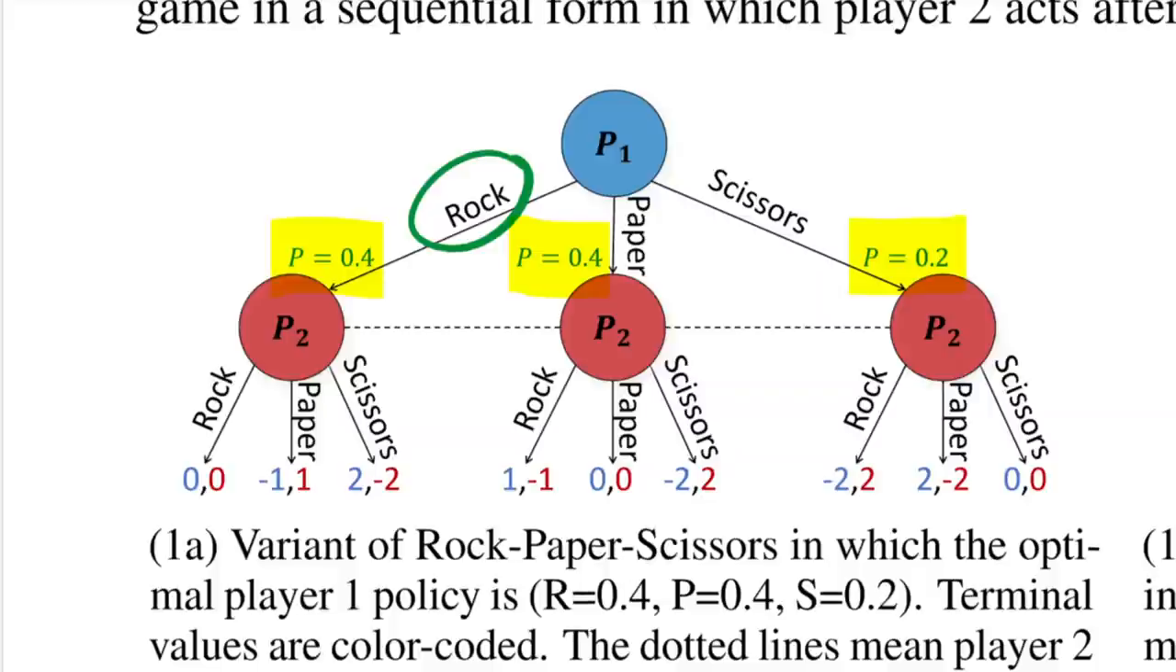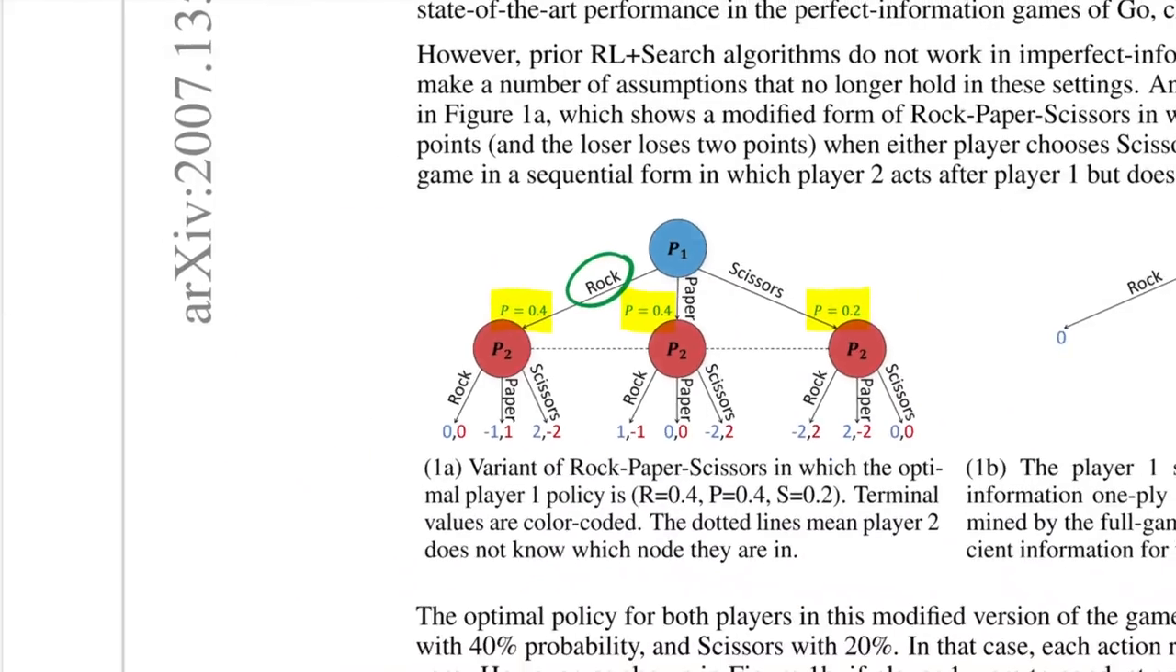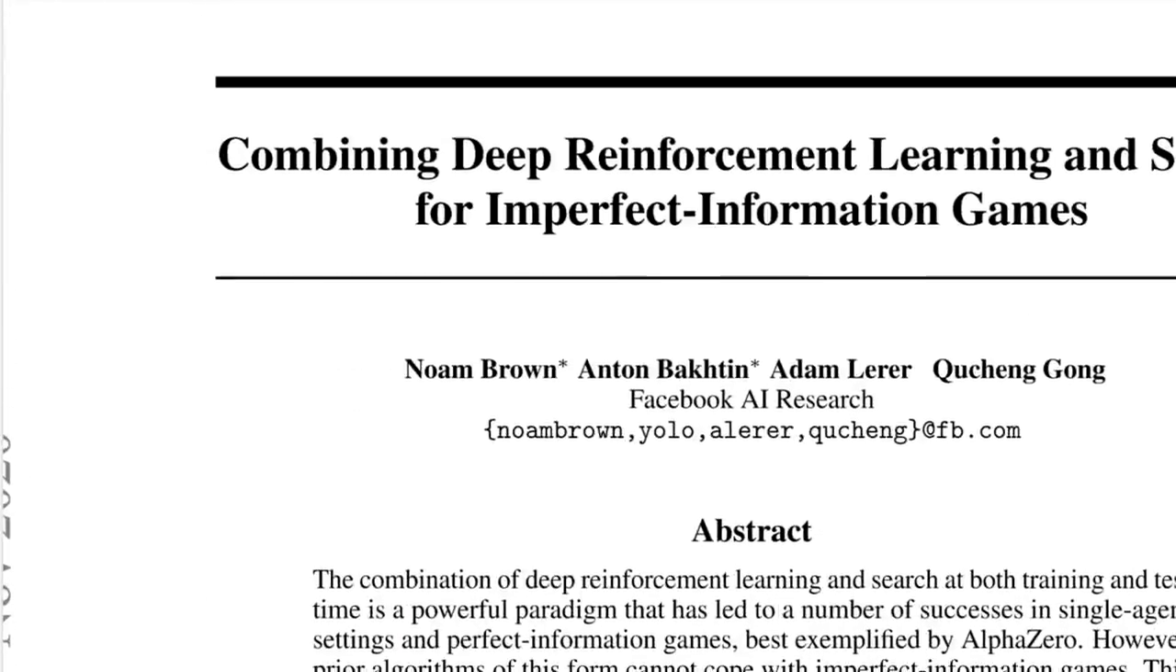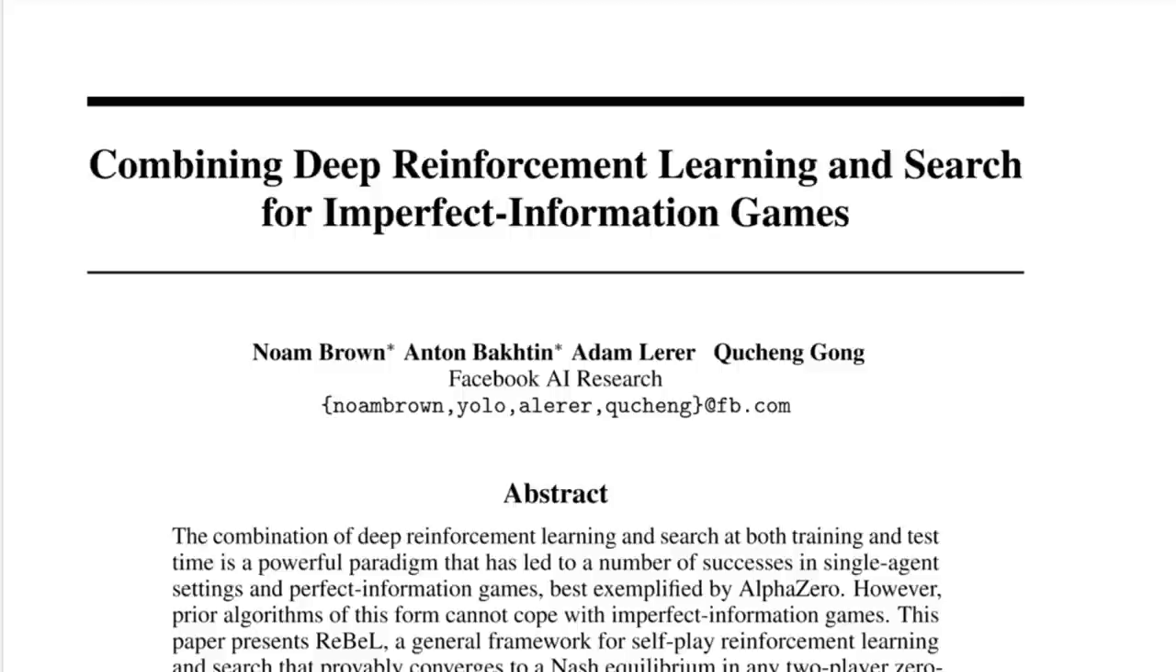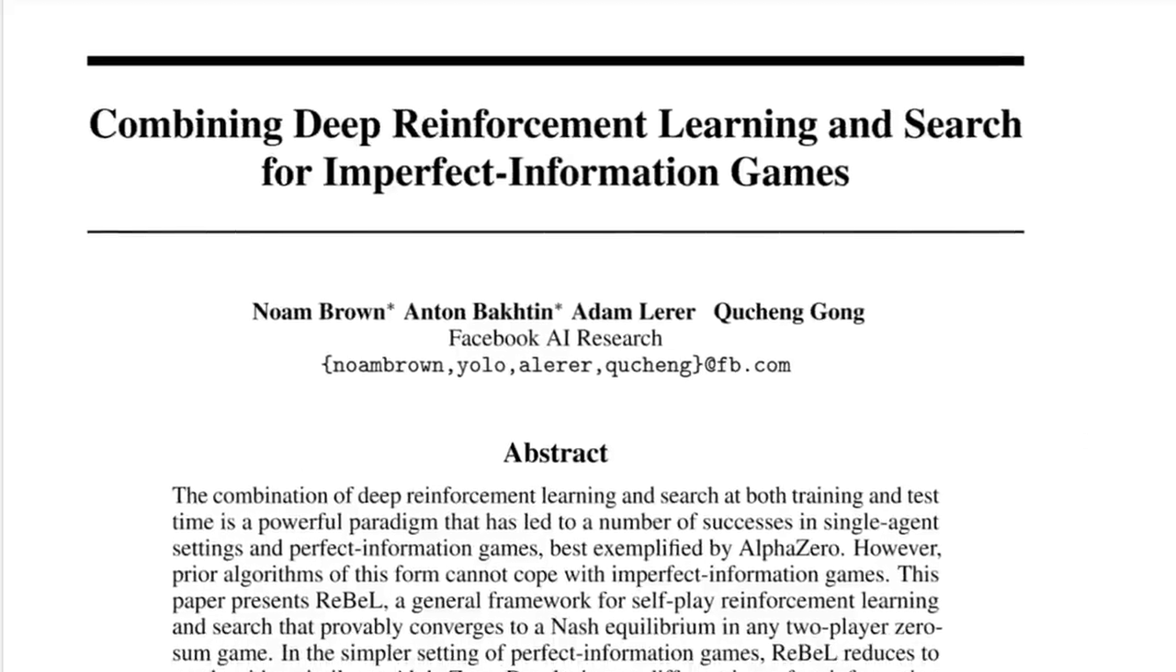Let's just quickly analyze this game before we jump into the paper, because this game is a microcosm of what the paper of today is about. So the paper of today is called Combining Deep Reinforcement Learning and Search for Imperfect Information Games by Noam Brown, Anton Bakhtin, Adam Lerer, and Qucheng Gong of Facebook AI Research. This paper brings basically what AlphaGo or AlphaZero has done for perfect information games to the domain of imperfect information games. And we'll see what the difficulties are in this and what can be done to solve it.